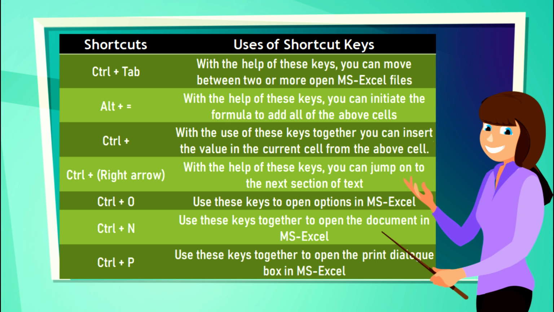Ctrl+O, use these keys to open options in MS Excel. Ctrl+N, use these keys together to open the document in MS Excel. Ctrl+P, use these keys together to open the print dialog box in MS Excel.